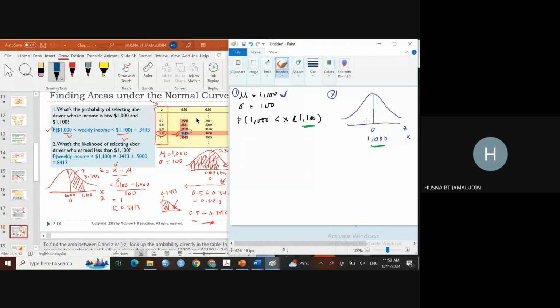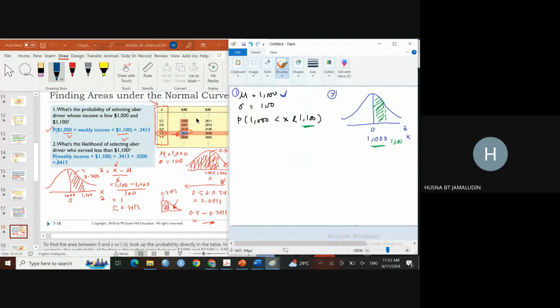If you look at your graph, 1100, is it on the left side or on the right side? Anyone? Your middle is 1000. So your 1100, is it on the left or on the right? On the right. Yes, thank you. So on the right, this is 1100. So you want to find this area. That's why if you draw the graph, you can see where is the area that you are interested to find.